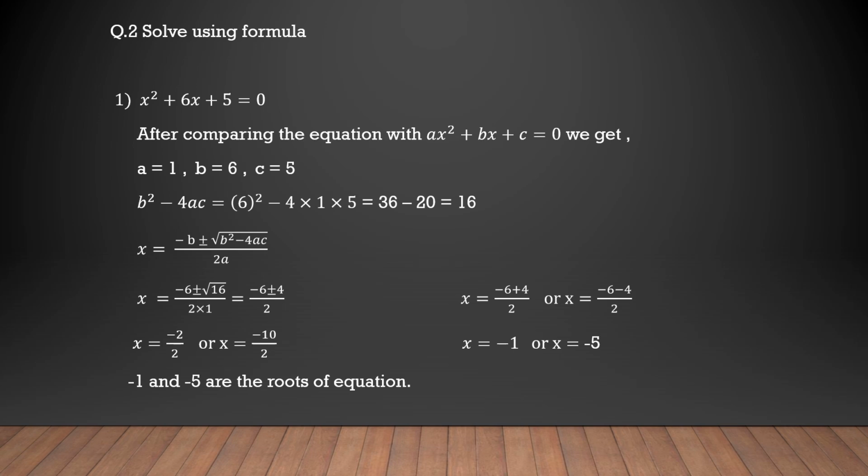Minus 6 plus minus root 16. So here the root of 16 is 4. So we write here minus 6 plus minus 4 by 2. So x is equal to minus 6 plus 4 by 2 or x is equal to minus 6 minus 4 by 2. So minus 6 plus 4 is equal to minus 2 and x is equal to minus 2 by 2, or minus 6 minus 4 is equal to minus 10 and x is equal to minus 10 by 2.